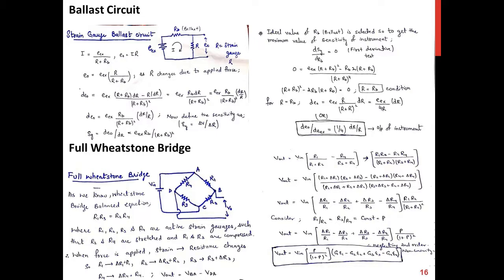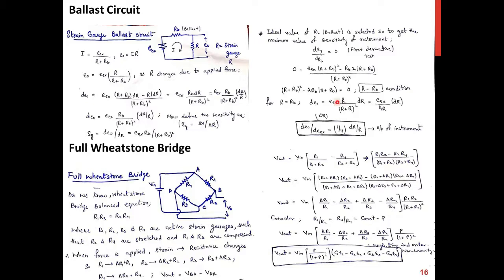And now, to determine the maximum value of the sensitivity for this, we have to determine the bridge resistance. So we simply take the differential, and after the differential test we get a condition R equals RB. With that condition we get the maximum sensitivity of the bridge circuit.